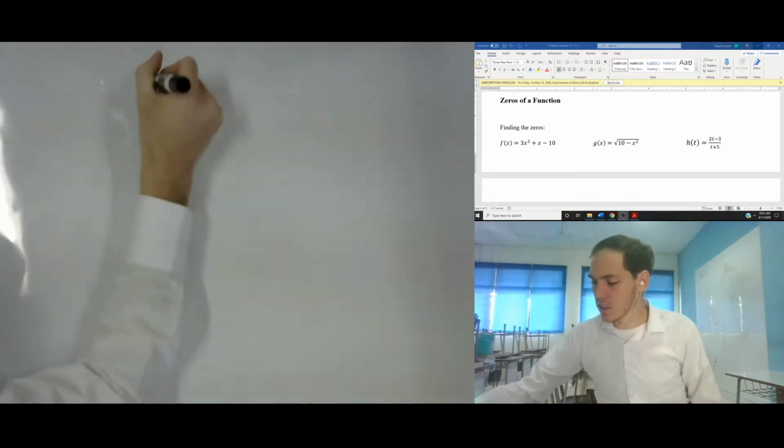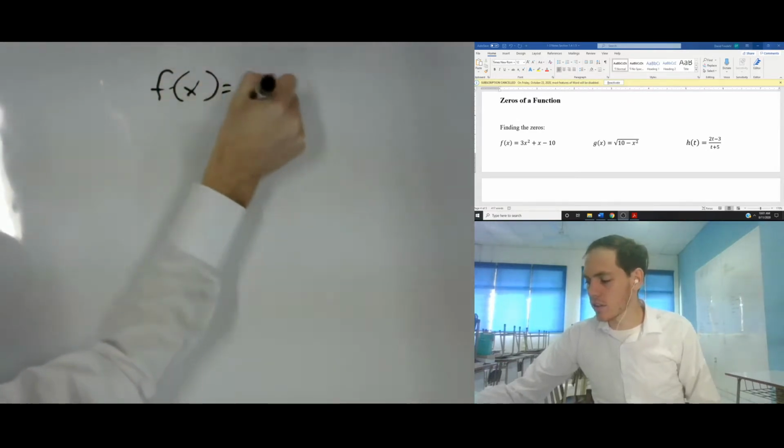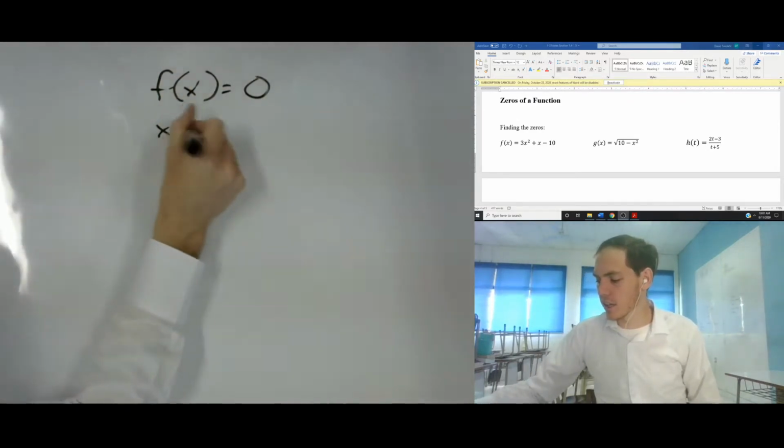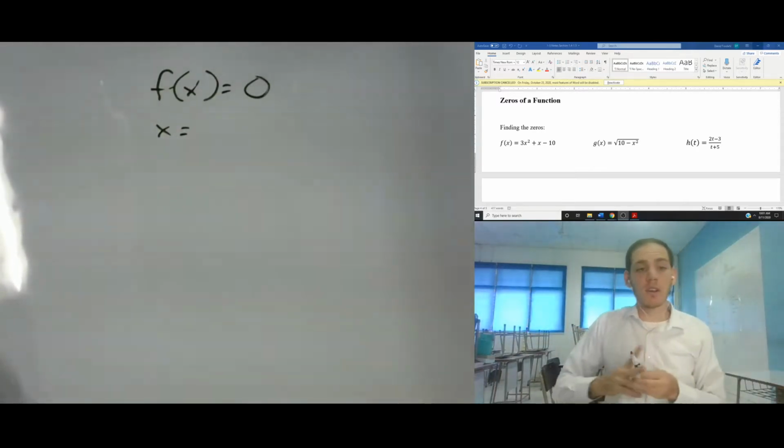We're gonna talk about zeros of a function. Zeros of a function f of x is when what values of x so that f of x equals 0. Okay, so what x values? What does x equal?